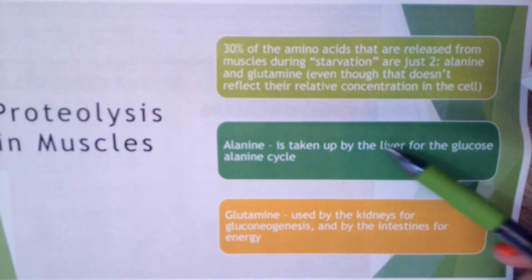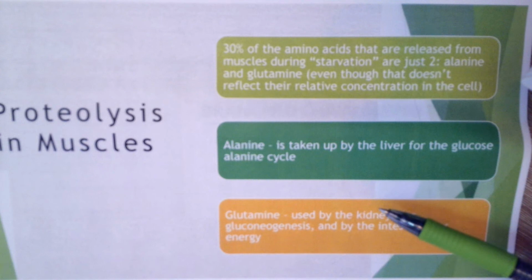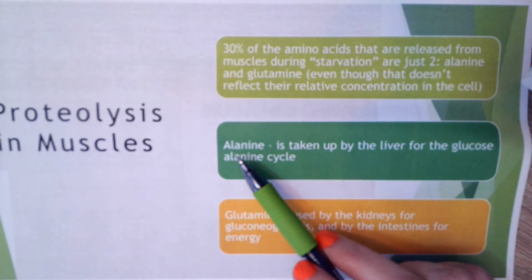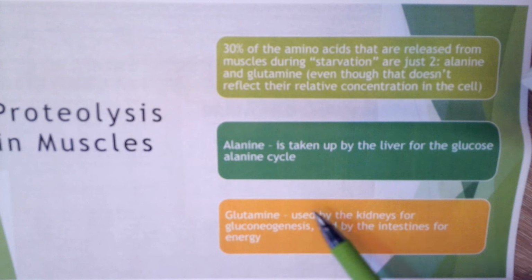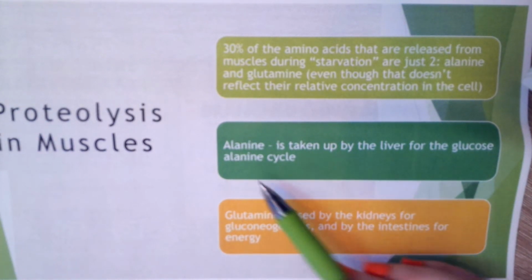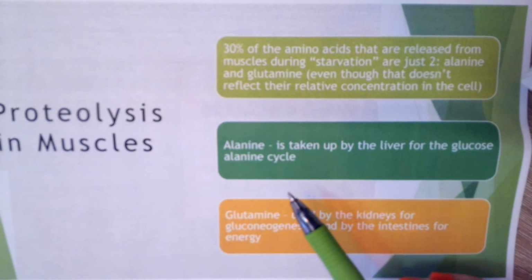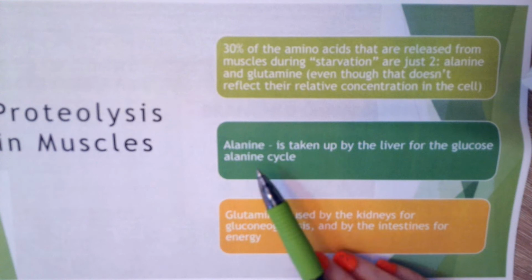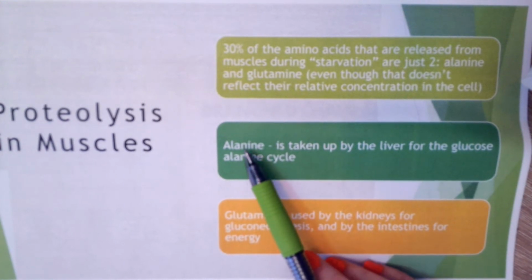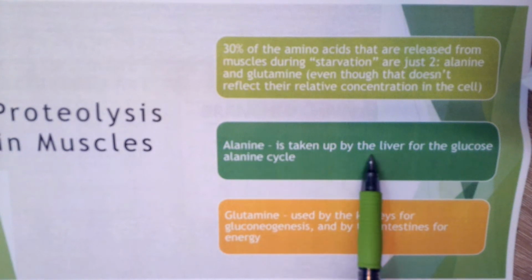But alanine and glutamine don't make up 30% of the amino acids in a muscle during any other time. So we are simply breaking down proteins and creating alanine and glutamine through a series of steps in order to release them. Now, why those two are the ones being released in a greater quantity than what they represent during a non-starvation state is that alanine can be used by the liver. We mentioned this before.